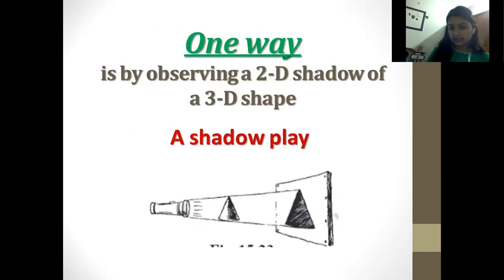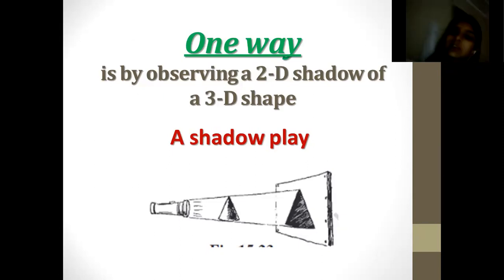So here you can see the first way, where we can see the shadow of the 3D shape object. Let me give you another example.